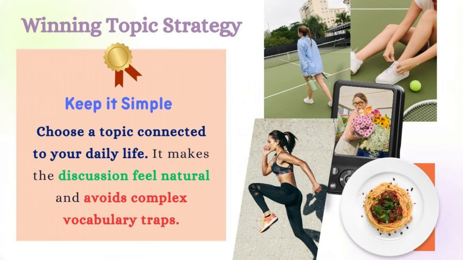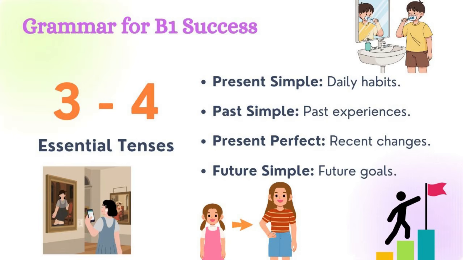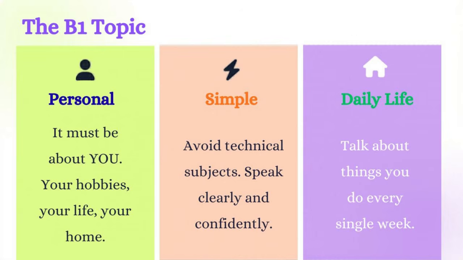A good Trinity topic should help you use different tenses naturally, such as present simple, past simple, present perfect, future simple. This is important because Trinity examiners usually ask questions based on your topic and subtopics. So if your topic is simple and easy to control, the conversation will also become easier. That is why good B1 topics should be personal, simple, connected to daily life.